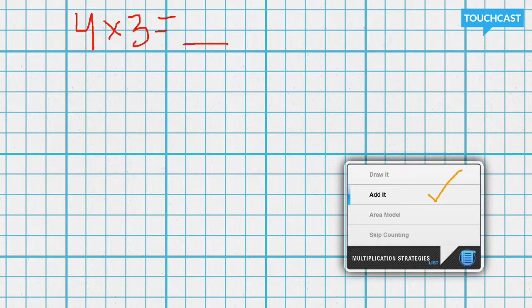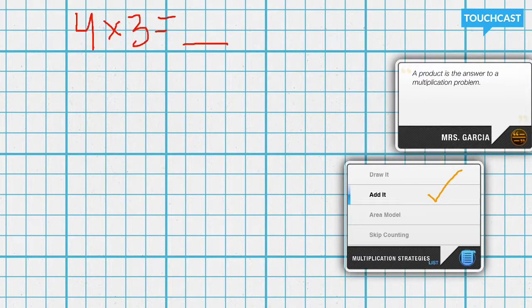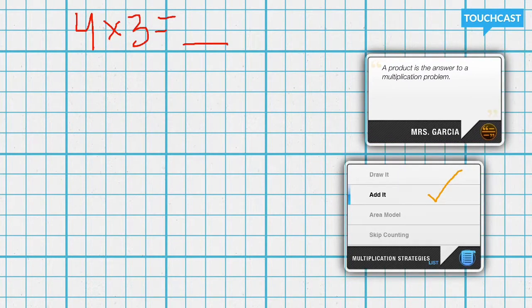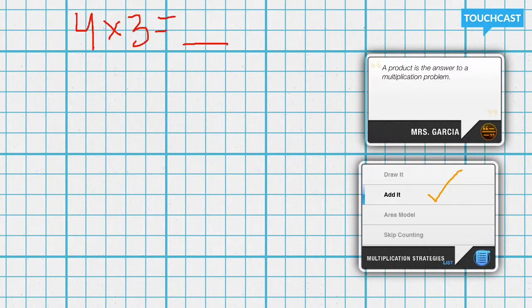What is a product? If you said that a product is an answer to a multiplication question or problem, you were correct. A product is the answer to a multiplication problem. We're going to use that definition quite a bit. All right, so let's get to it.